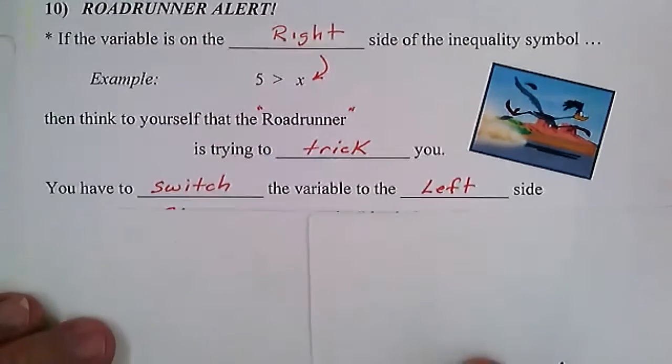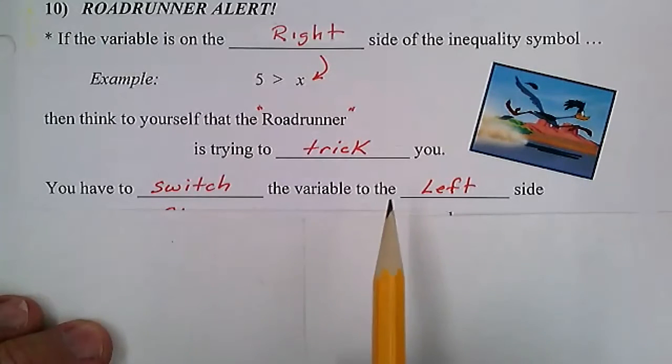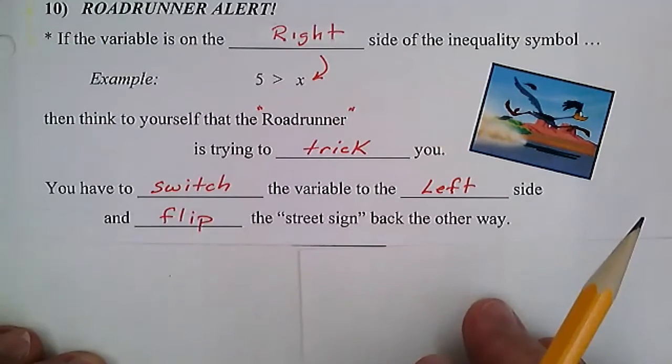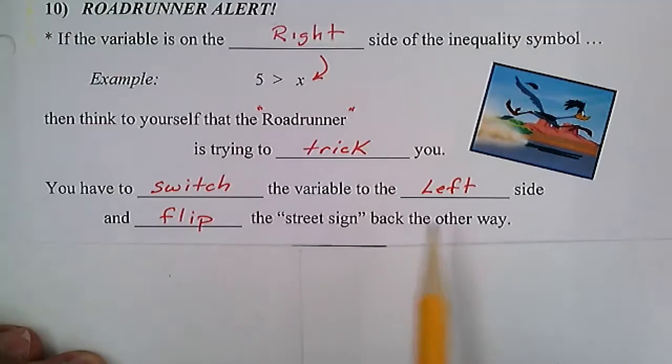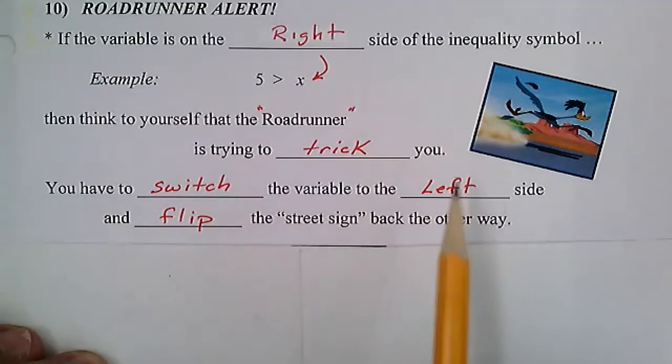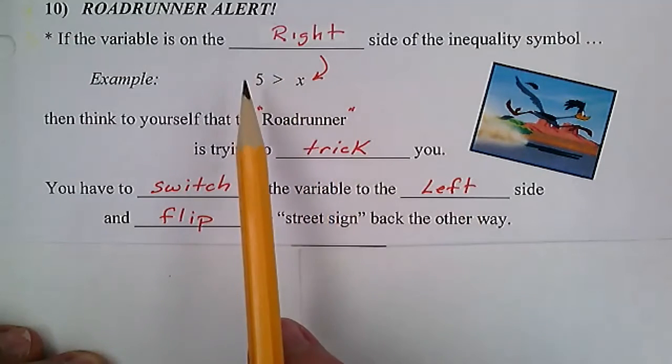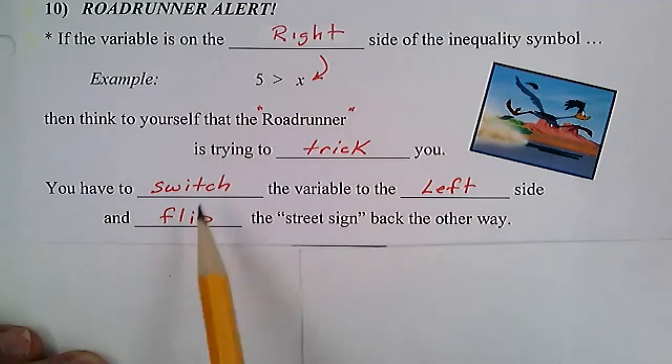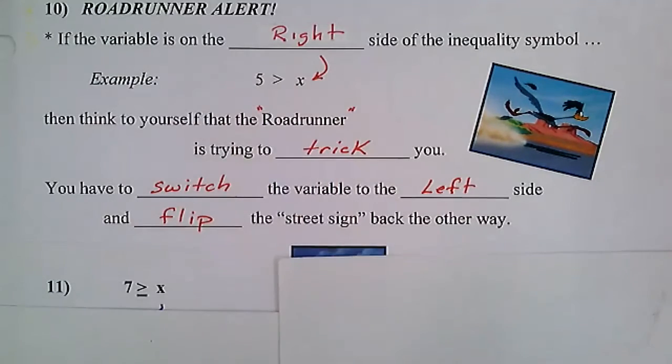What you've got to do is switch the variable to the left side, and flip your street sign back the other way. You have to switch your variable to the left side. So if it's here, we've got to reverse it, and we have to flip the street sign. Okay, so let's do some examples here.